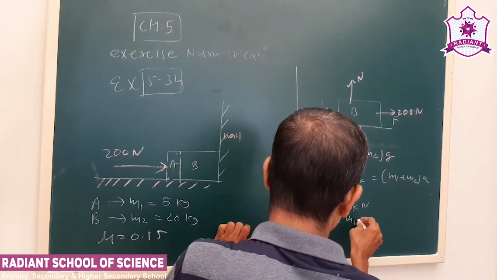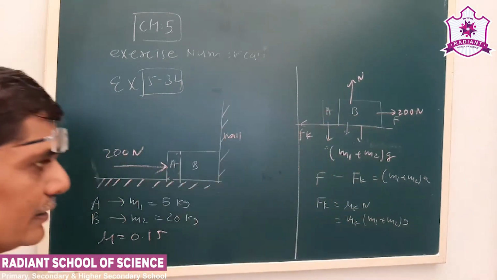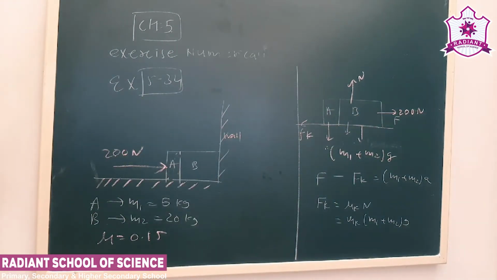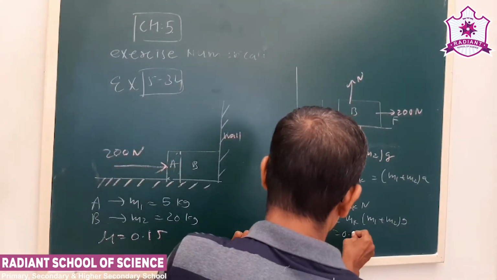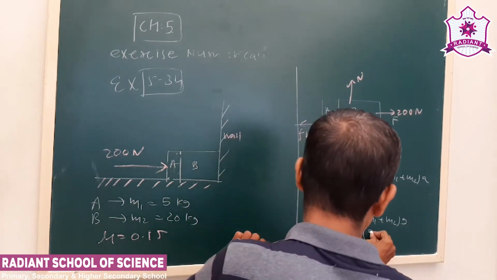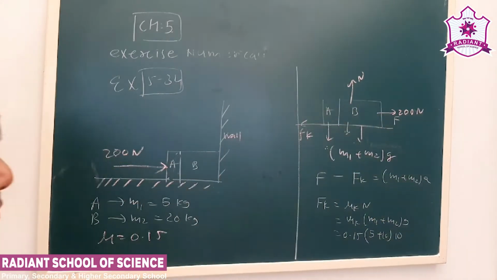Fk = μk N. What is N? N is nothing but (m1 + m2) g. So μk is 0.15, m1 is 5, and 10 into g is this. Okay, so this is μk N.